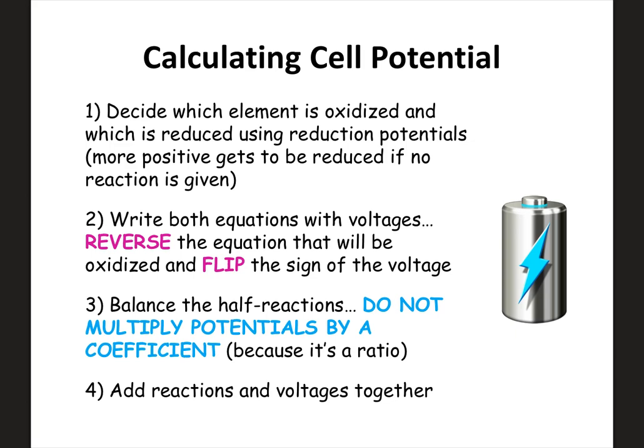Once you get everything good to go, you add up your half reactions to get your overall reaction, and then you add up those voltages. But the biggest mistakes people make are these: when you flip the reaction to do your oxidation, you have to flip the sign of the voltage. And just because you need to multiply a half reaction by a number, you don't do anything to the voltage itself. So be very careful here and don't fall for any traps.